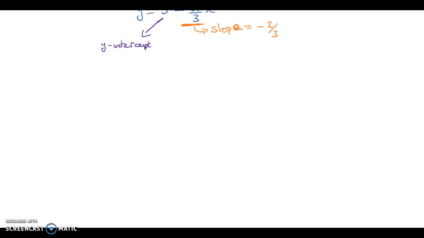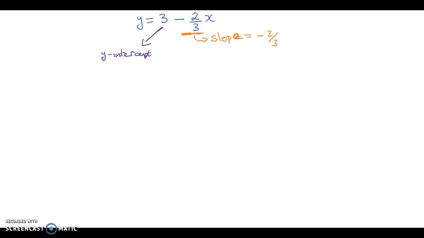Now let's look at the slope. The slope was negative 2 over 3. Now remember, slope, as well as being negative 2 over 3, is also equal to rise over run. Now, we begin at the y-intercept. This slope is a negative number.